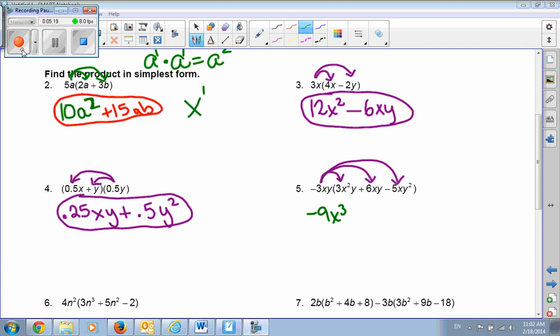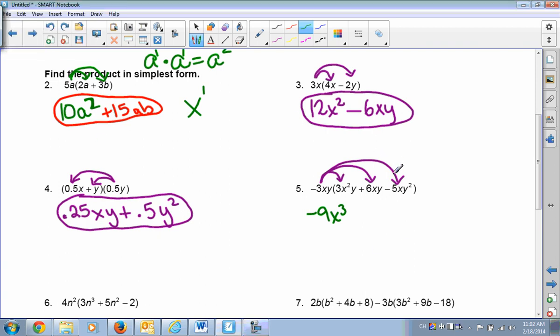Okay, so we did the first term. Now let's multiply the second term. Negative 3 times 6, negative 18. Y squared. I'm sorry, I forgot we hadn't finished the first term. Moving on. Negative 18 x squared.